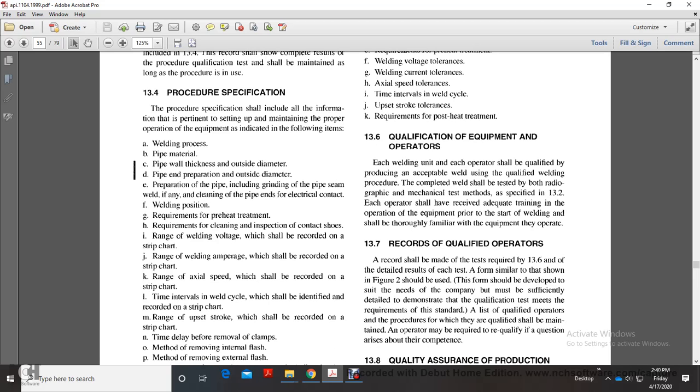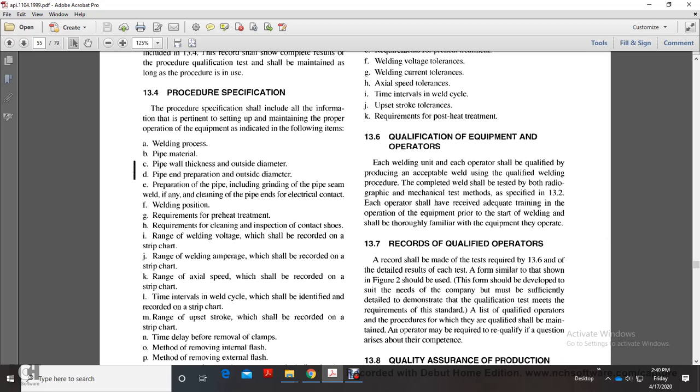The procedure specifications shall include information for the setting and maintaining of the proper operation of the equipment, indicating the following items: welding process, pipe material, pipe wall thickness, outside diameter, pipe end preparation including grinding of the pipe, sealing the weld if any, cleaning pipe ends for electrical contact. Welding position, requirement of preheat treatment, the requirements for cleaning, inspection, contact shoes.